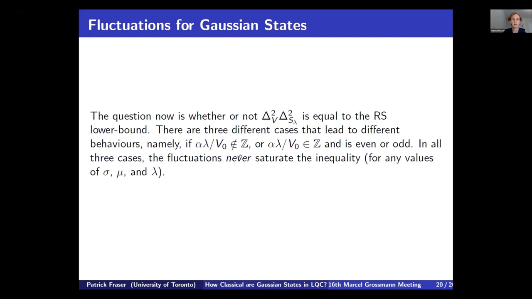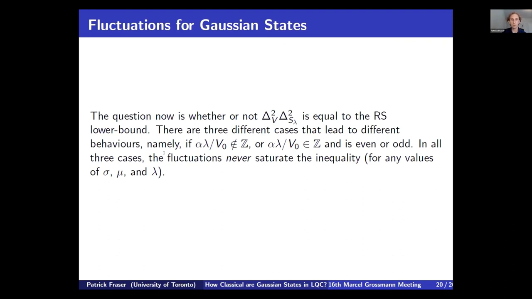The first case is when alpha lambda on V naught is not an integer. As I mentioned before, what happens here is the holonomy shift stops being closed on the relevant lattice. The other two cases are when it is an integer, and whether it's even or odd. This turns out to affect whether the square of the holonomy operator is closed or open on the relevant lattice, and that determines the behavior of the lower bound of the fluctuation.